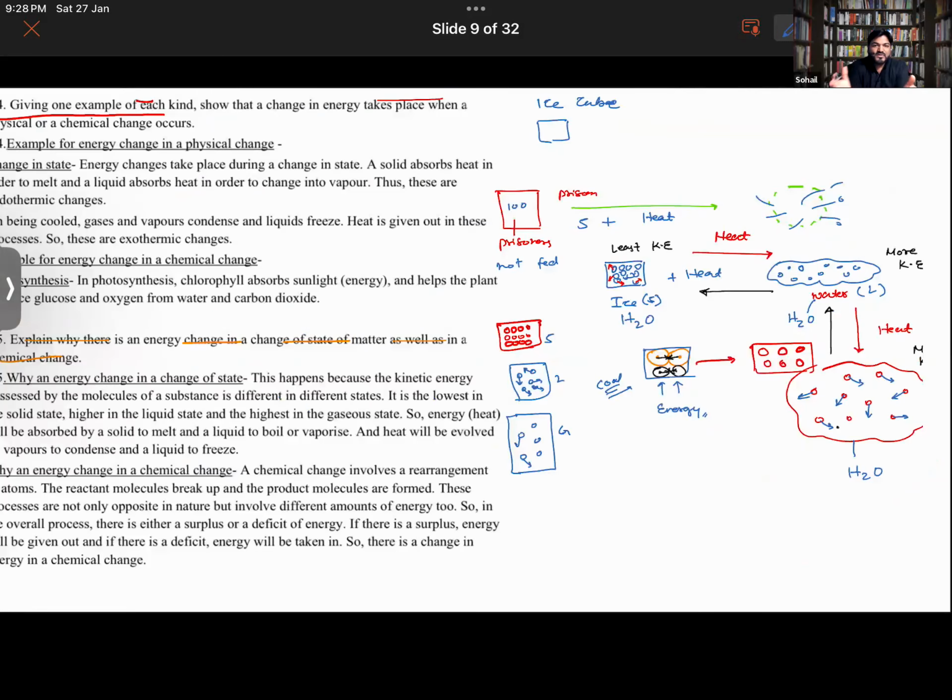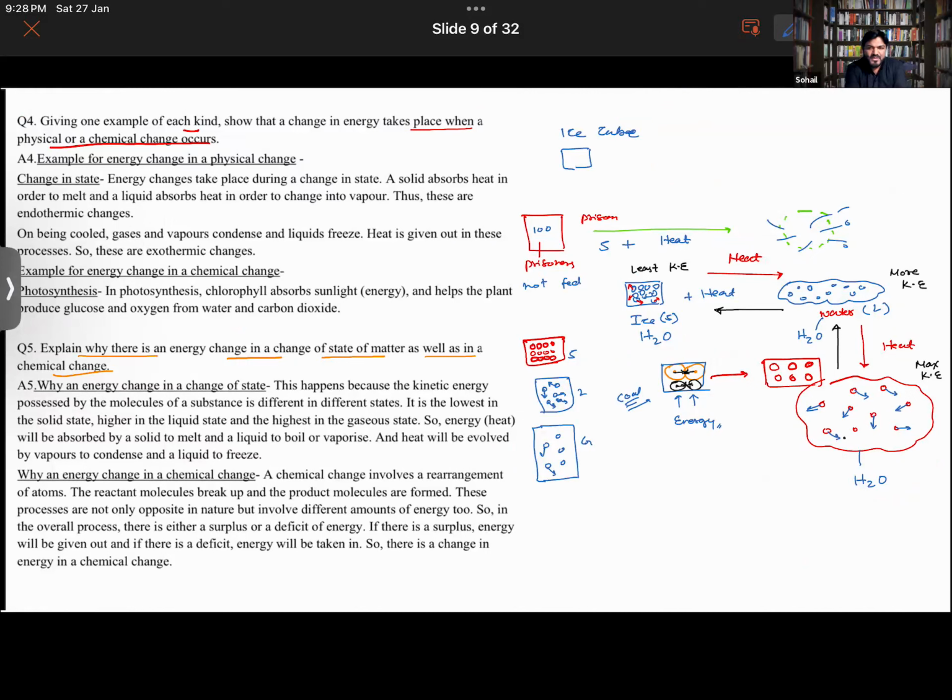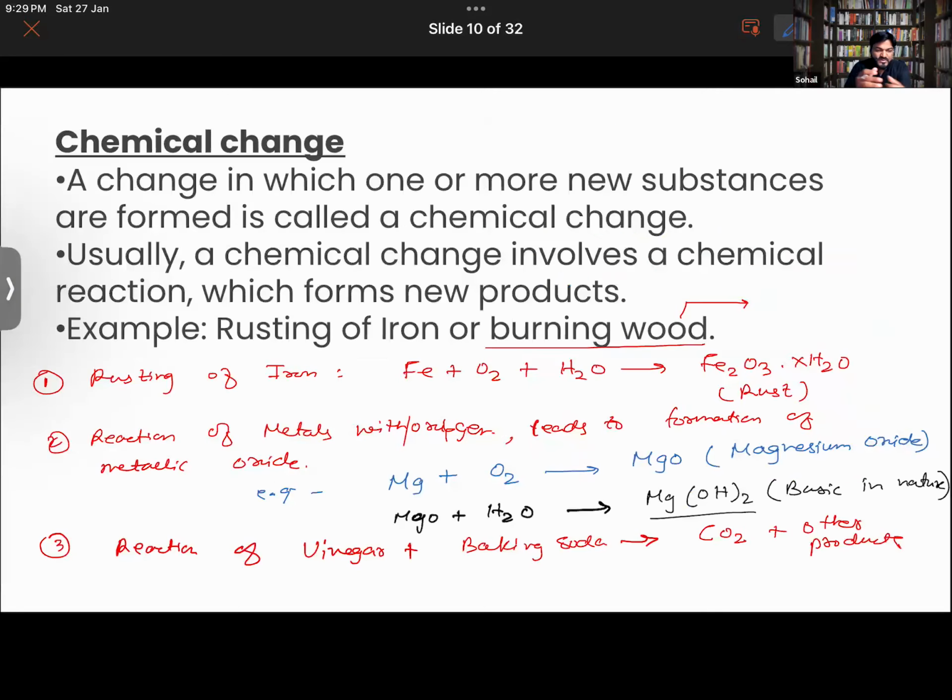So the composition of the given material does not change, but density might change. As you can see, the density of the ice is different from that of the water, and the density of water is different from the gas. Getting it now? Second thing, the shape is also changing, the size is also changing, the volume is also changing. Volume is increasing when you move from here to here, and in the opposite direction, volume is decreasing. So the physical aspects are changing, but the chemical aspect, that is the molecular composition, does not change. So that is what we know about physical change.